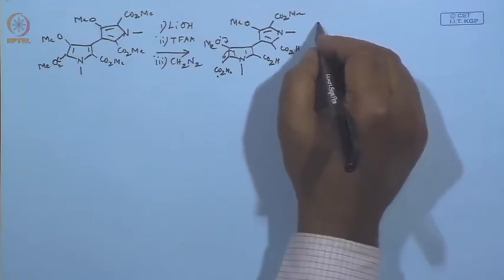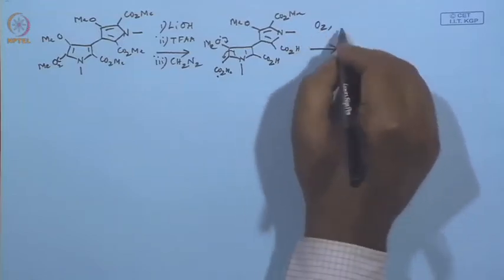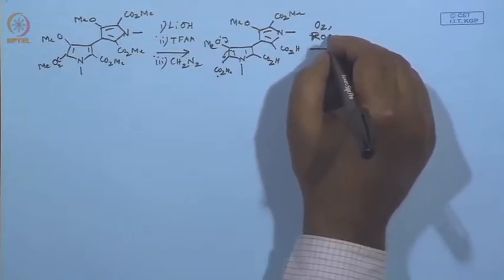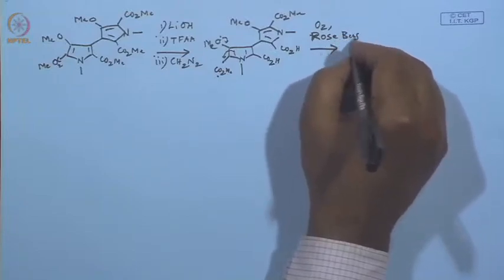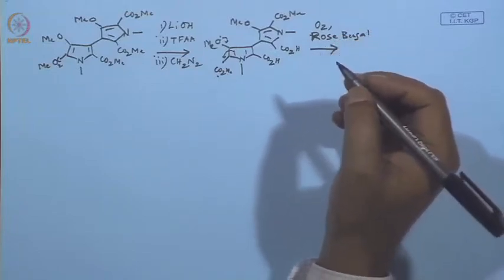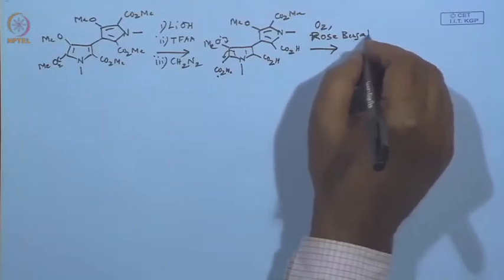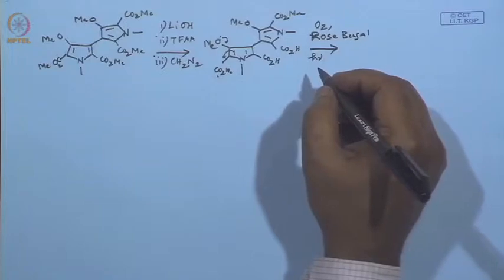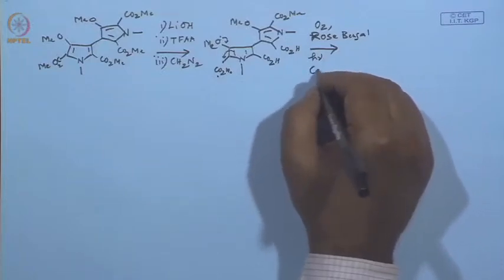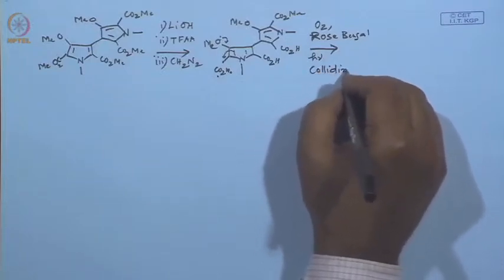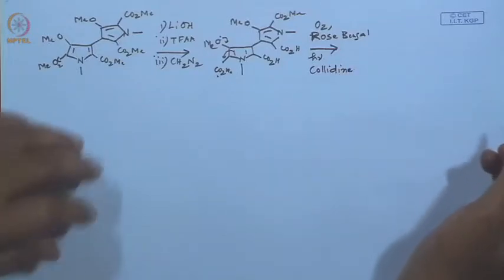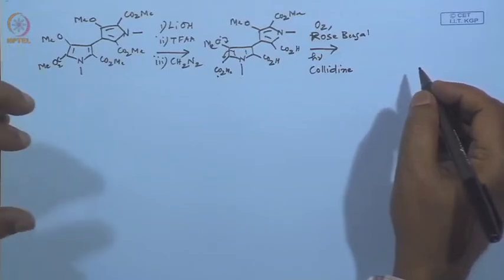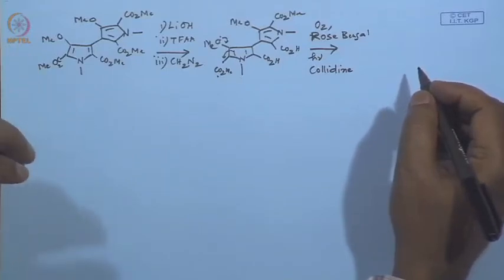Now, what next? Actually, this is the most critical example of photo-oxidation. Again oxygen, and then this catalyst, that is rose bengal, the popular catalyst, and then light, and something else is required, because what you will see is collidine, and what is collidine? Collidine is a pyridine base.